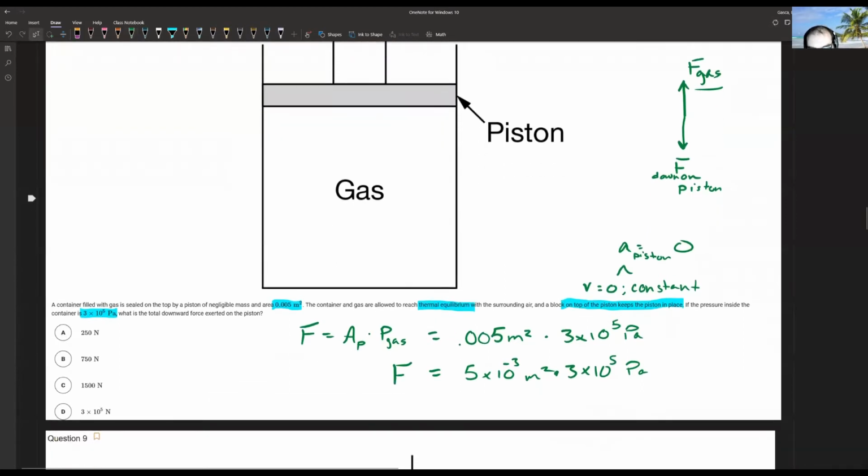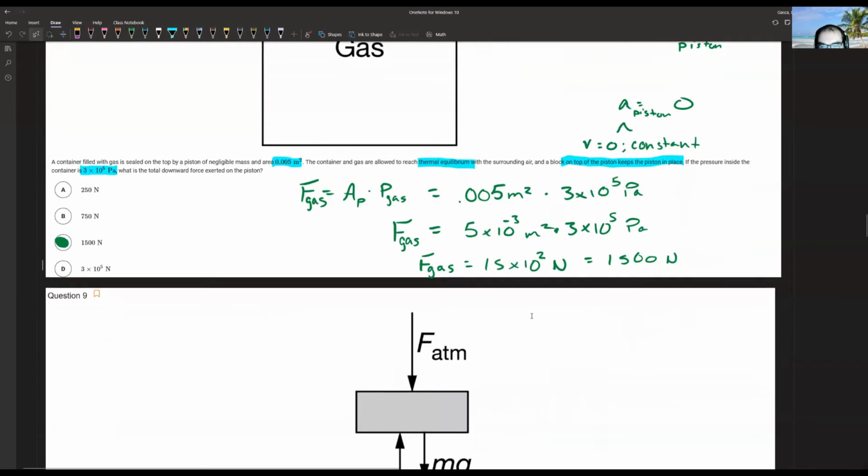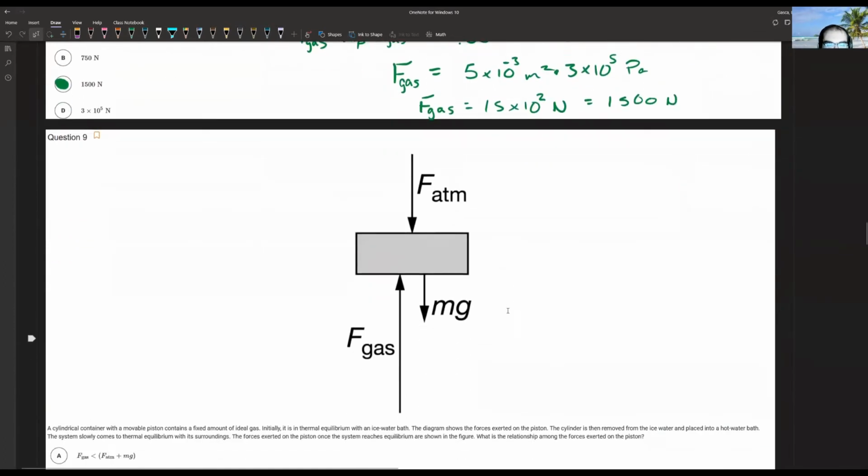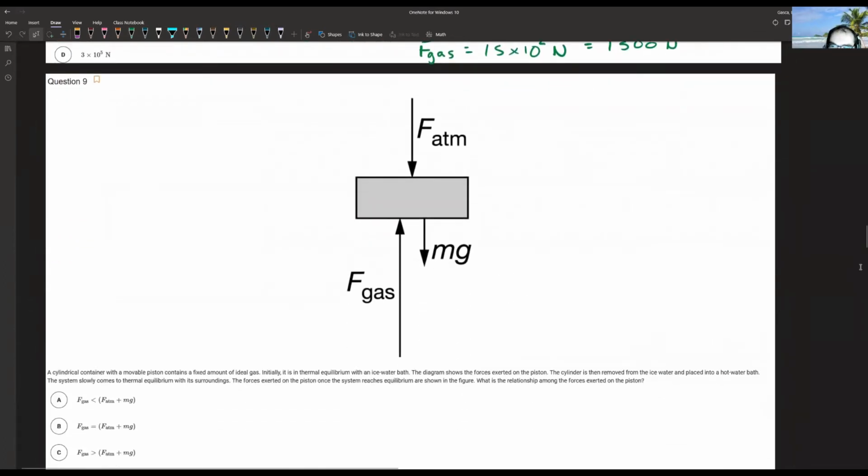And so the force from the gas is going to be 15 times 10 to the 2 newtons. And so that comes out to about 1,500 newtons. So C is our best answer choice. One way we can think about it is 10 squared is 100, 15 times 100 is 1,500. All righty, let's go ahead and look at question number 9.